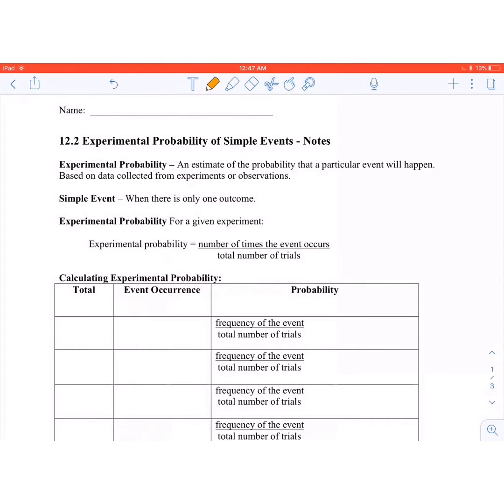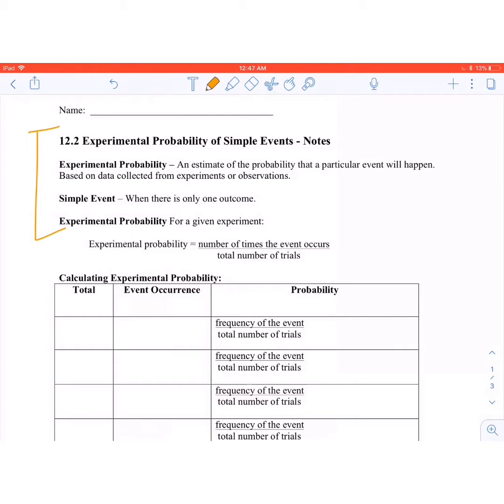Alright, 12.2 Experimental Probability of Simple Events. So let's go over some vocabulary words before we go on and work with some numbers. Experimental probability is an estimate of probability that a particular event will happen, based on the data that's been collected.